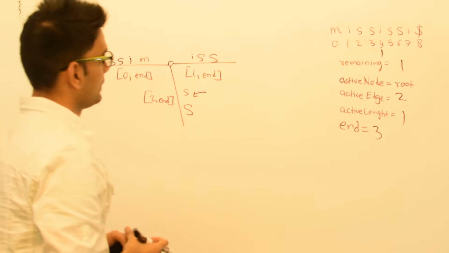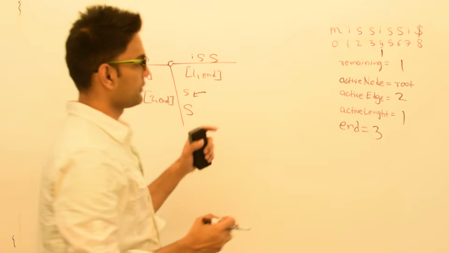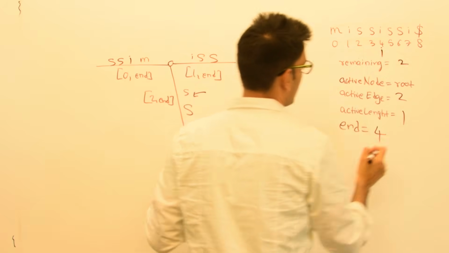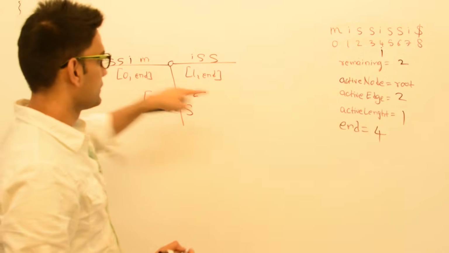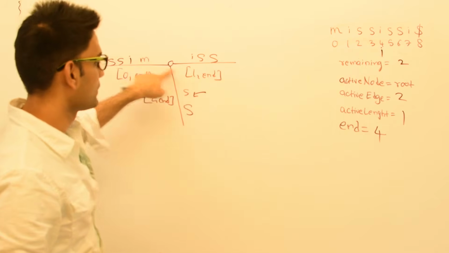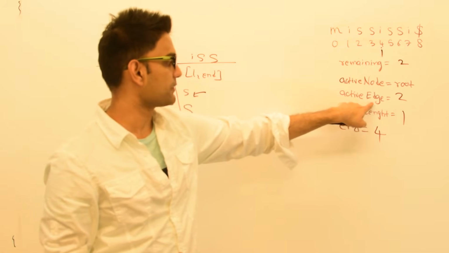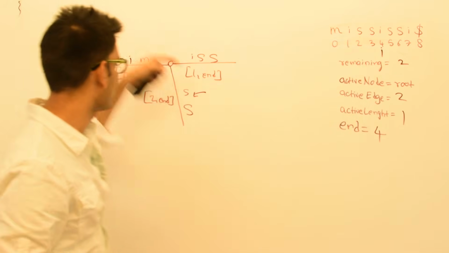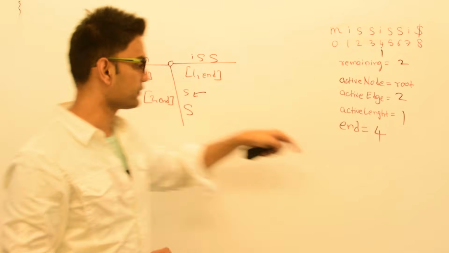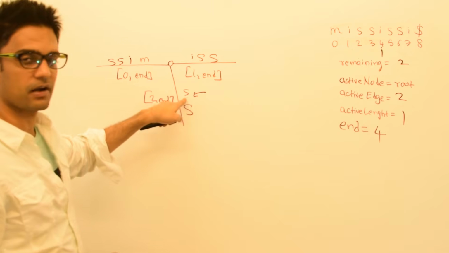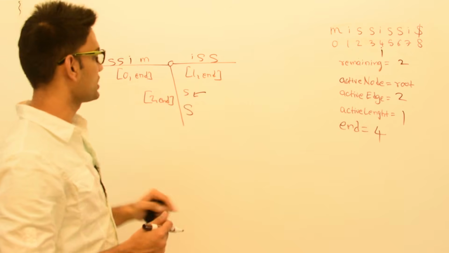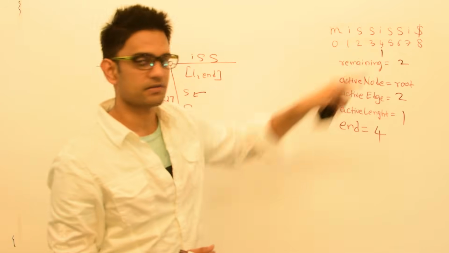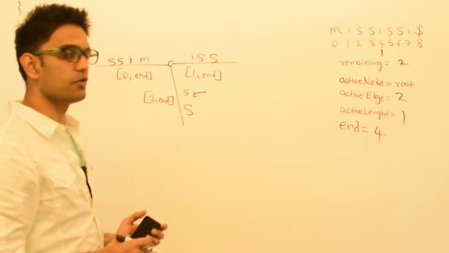So here, first thing we do is we increment our remaining, so remaining becomes 2 and end becomes 4. Now where to start this phase from? Looking at active node, which is root, move in the direction of active edge, which is 2, S, since the index of S is 2, and active length is 1, so move 1 in the direction of S. So this is where our next phase will start. So here we check, is the next character after this I? The next character after this is S, not I. So at this point we'll have to create a new internal node.